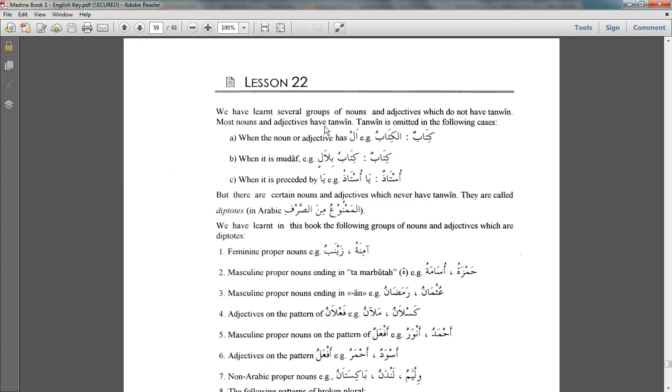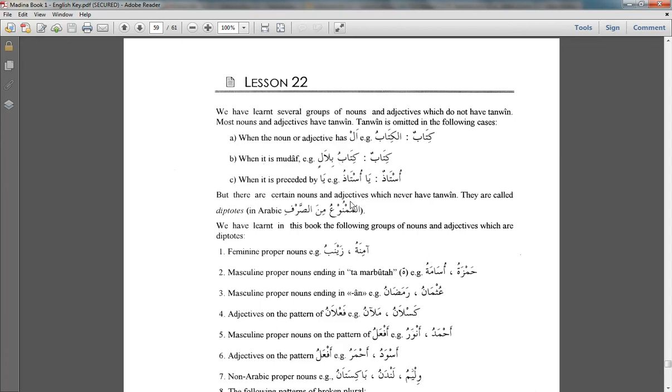Most nouns and adjectives have tanween, but tanween is omitted in the following cases. When the noun or adjective has alif lam, al, like al kitabu, so kitabun becomes al kitabu. When it is mudaf, like kitabu bilalin, this mudaf will never take tanween. It will never take alif lam, neither will it take tanween. When it is preceded by ya, for example, ustadun becomes ya ustadu. So these are nouns that will not take tanween.